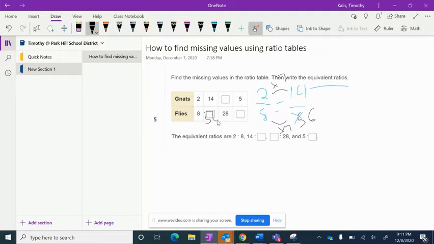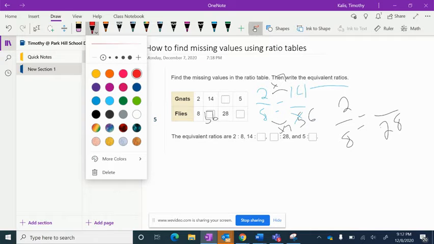Okay, now we're trying to figure out how many gnats for 28 flies. Well, we can take a look at this one, and we can either use our 2/8 and compare, or we can use 14/56. I think it could be somewhat faster using 2/8. So we're going to write 2/8 equals blank over 28, because we were trying to find the number of gnats.